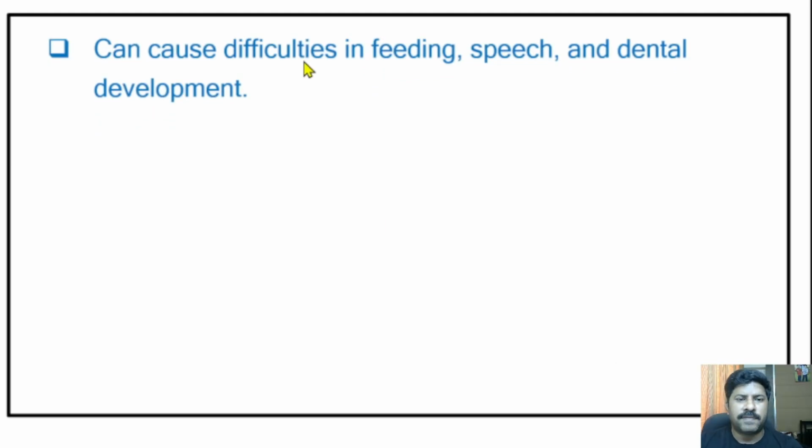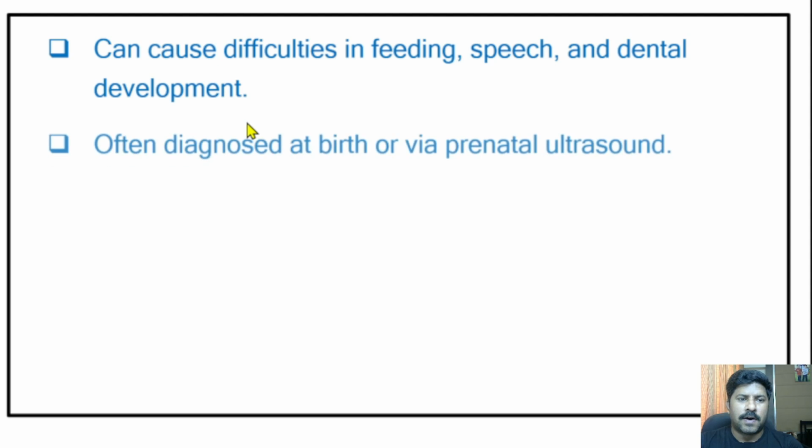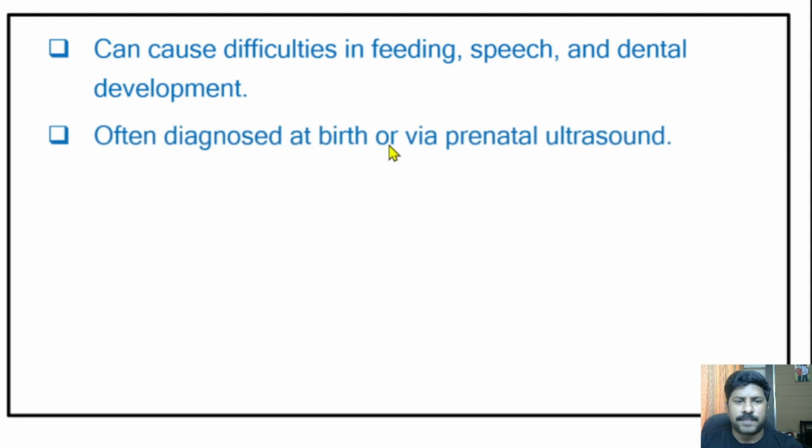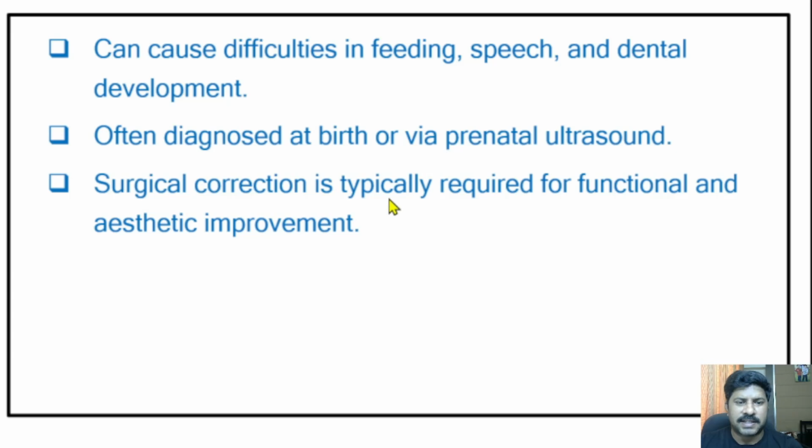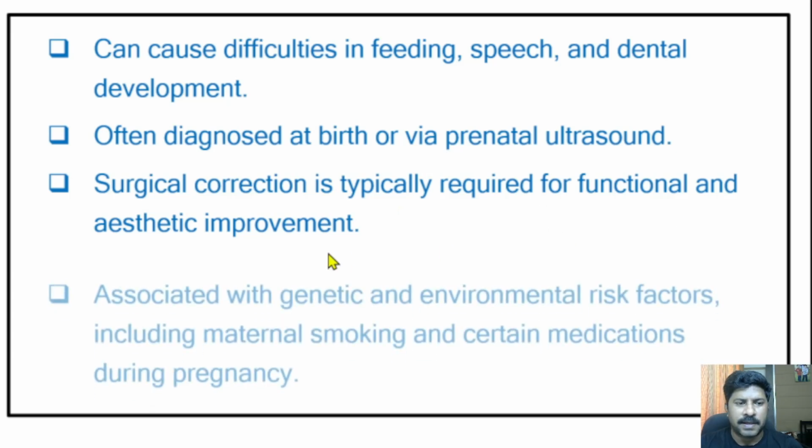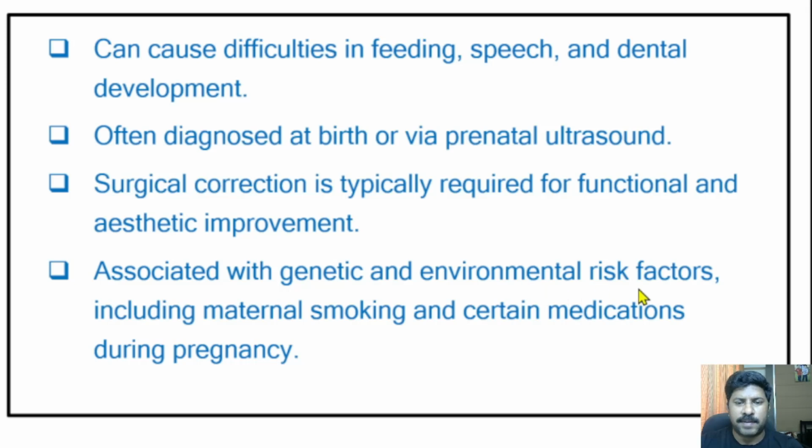It can cause difficulties in feeding, speech and dental development. It is often diagnosed at the time of birth or via prenatal ultrasound. Surgical correction is typically required for functional and aesthetic improvement. It is associated with genetic and environmental risk factors, including maternal smoking and certain medications during pregnancy. So this may cause cleft lip or cleft palate.